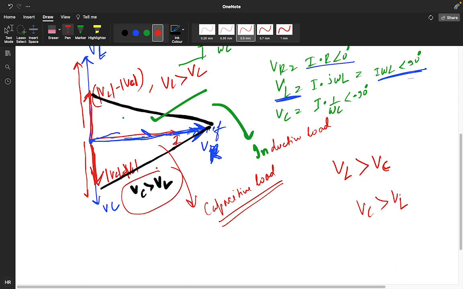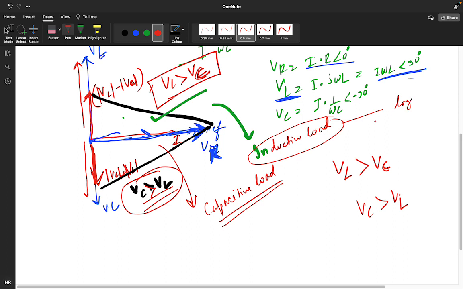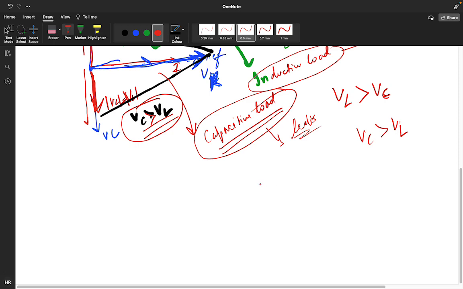If VC is greater than VL, then it's behaving like a capacitive load, and if VL is greater than VC, it's behaving like an inductive load. So if it is an inductive load, the power factor will be lagging. If it is a capacitive load, the power factor will be leading. Okay.